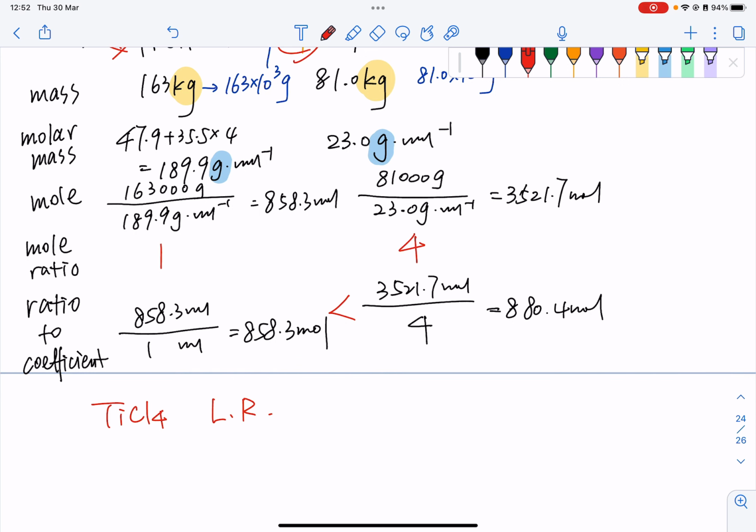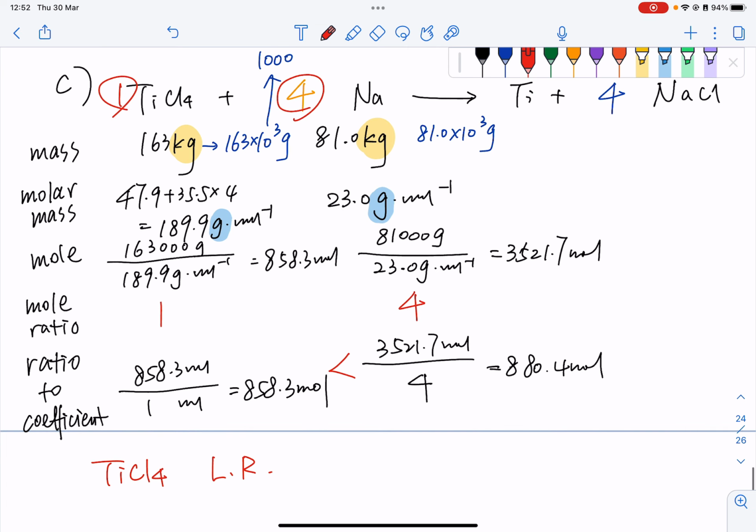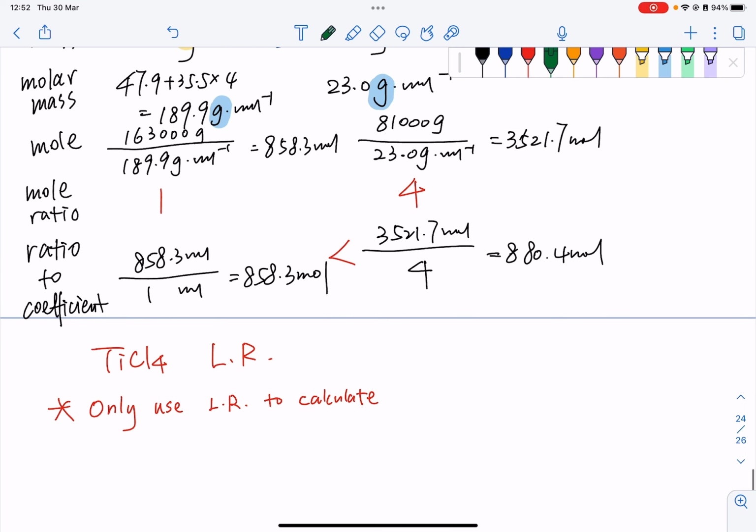I'll use Lr to represent limiting reagent. Remember, only use limiting reagent. So please write a sentence on your worksheet: only use limiting reagent to calculate. This is a very important sentence because this one is in excess. It's similar to the one that I explained before in question 32, right?